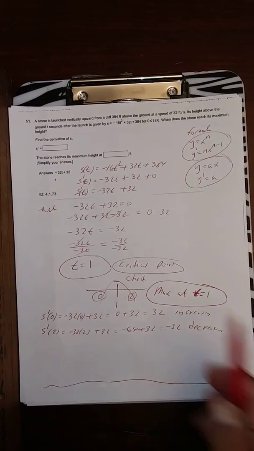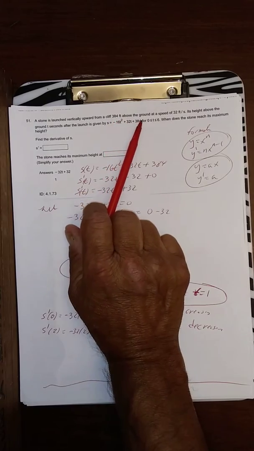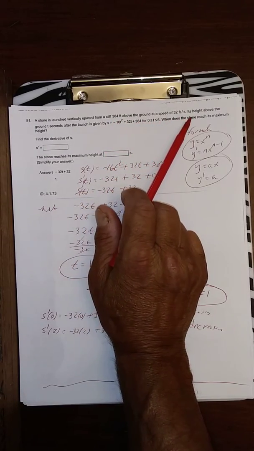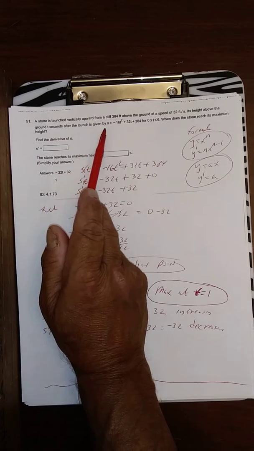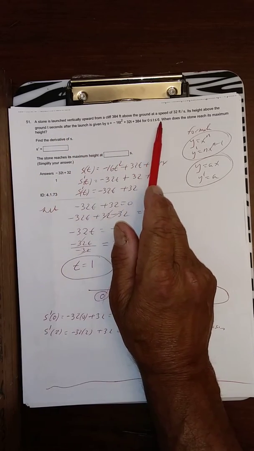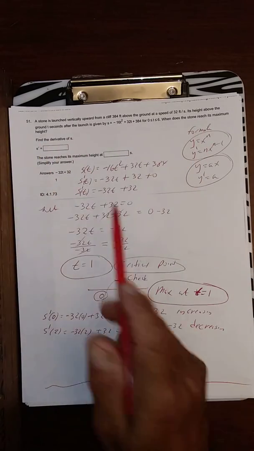Alright. A stone is launched vertically upward from a cliff 384 feet above the ground at a speed of 32 feet per second. The height above the ground t seconds after the launch is given by this, for t between 0 and 6. When does the stone reach its maximum height? Okay, that's fine. Take the derivative.